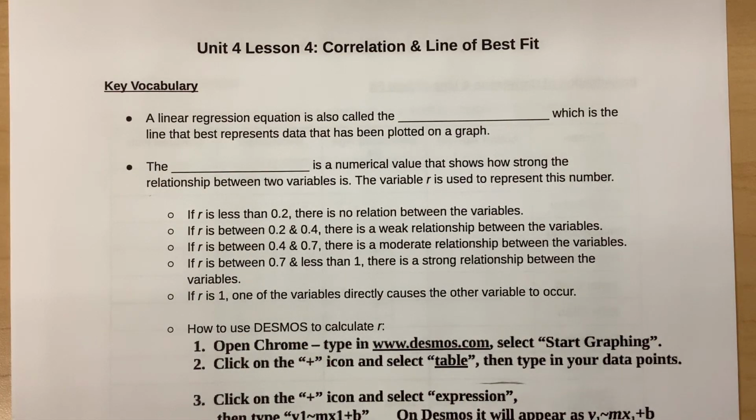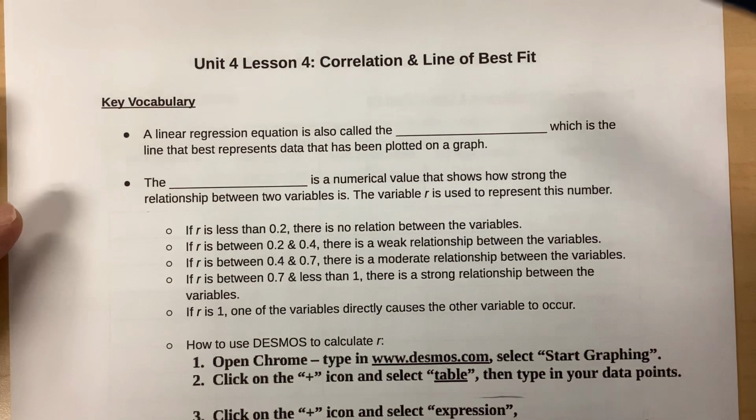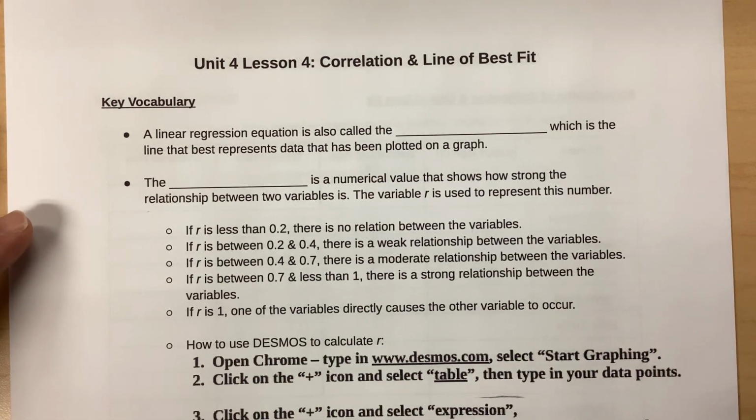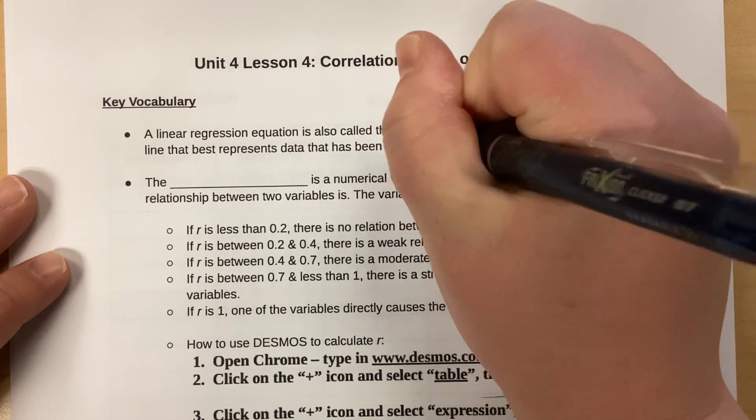Hey guys, in this video we are going to be talking about correlation and line of best fit. So we have a bunch of vocabulary words to go over first, and then we're going to talk about each of those basically. So first of all, a linear regression equation is also called the line of best fit.